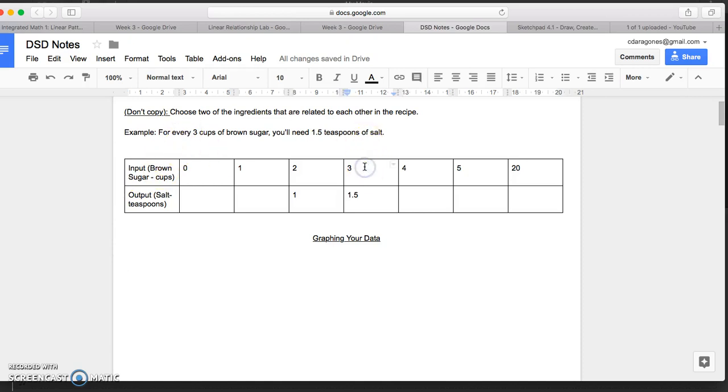For every 3 cups of brown sugar, there's 1.5 teaspoons of salt. So whatever you do to the sugar, the salt gets affected by that. So we also want to visually represent this relationship with a graph.